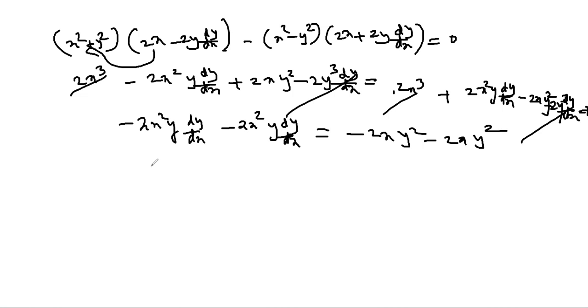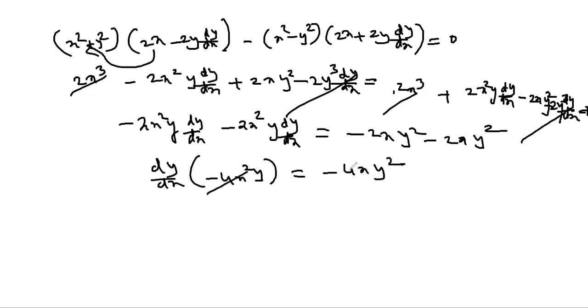So here I will take dy by dx common. This is minus 2x square y minus 2x square y, which is minus 4x square y, equal to minus 4xy square. So minus 4 gets cancelled, one x also cancelled, one y cancelled. So dy by dx is equal to y divided by x. This is the answer: dy by dx equals y by x.